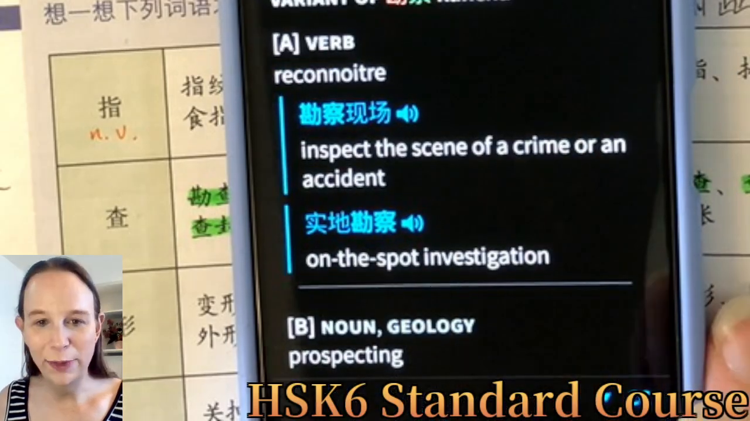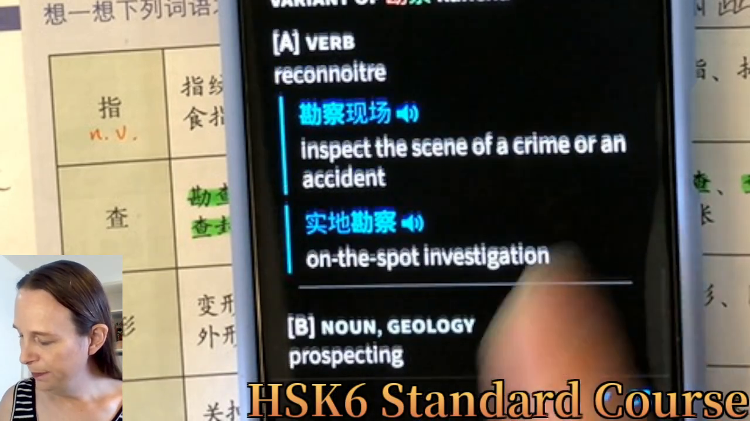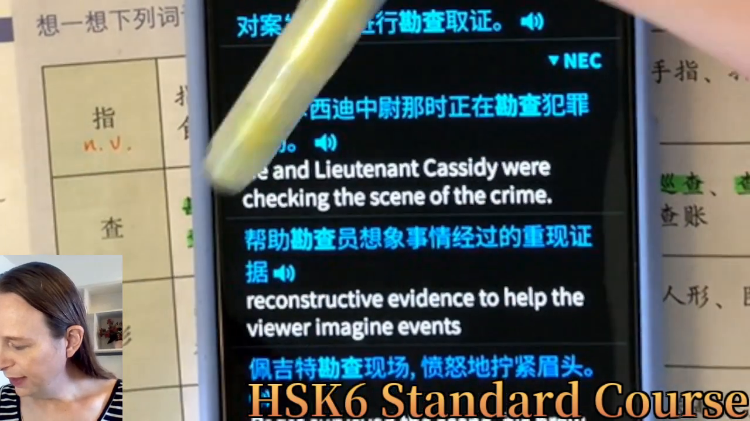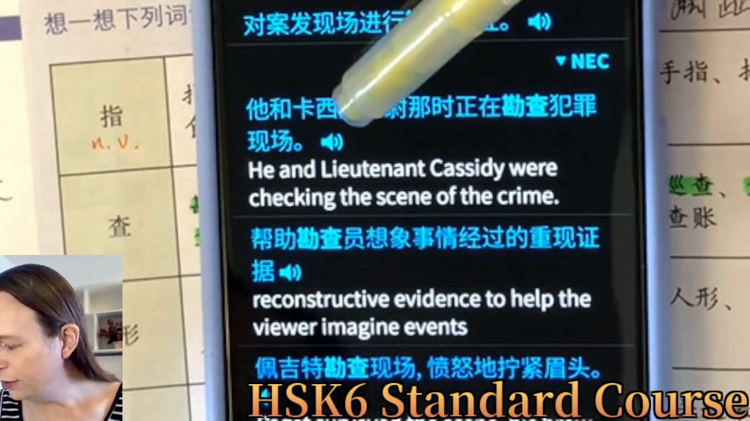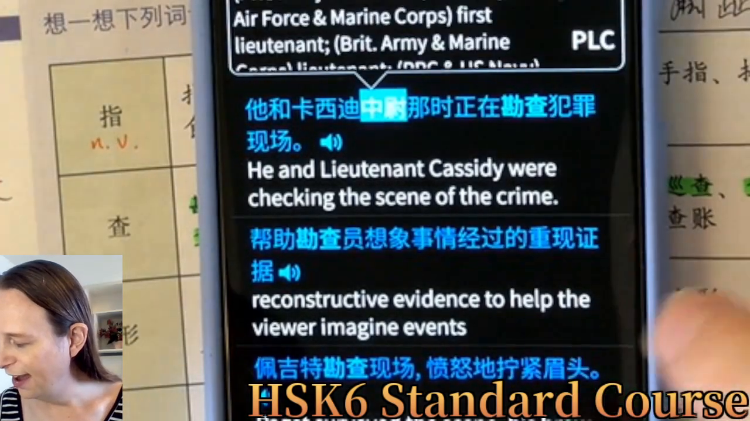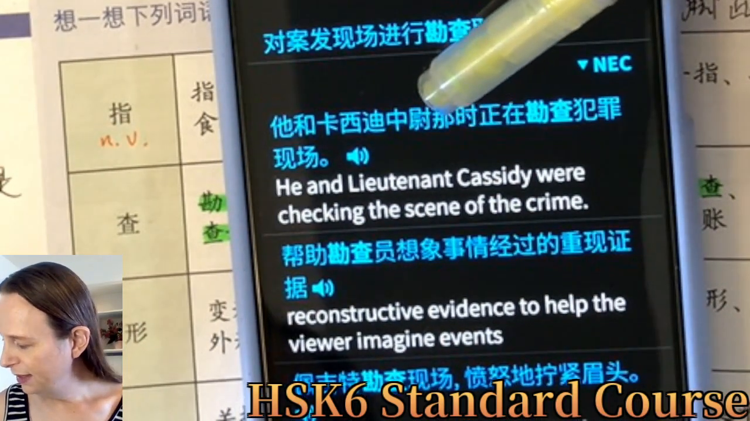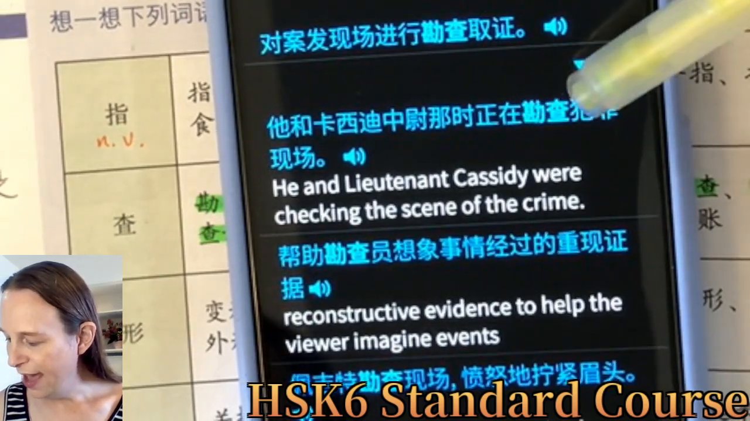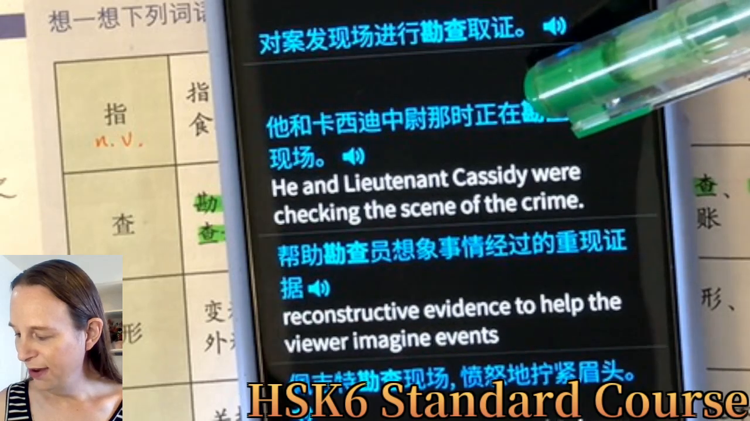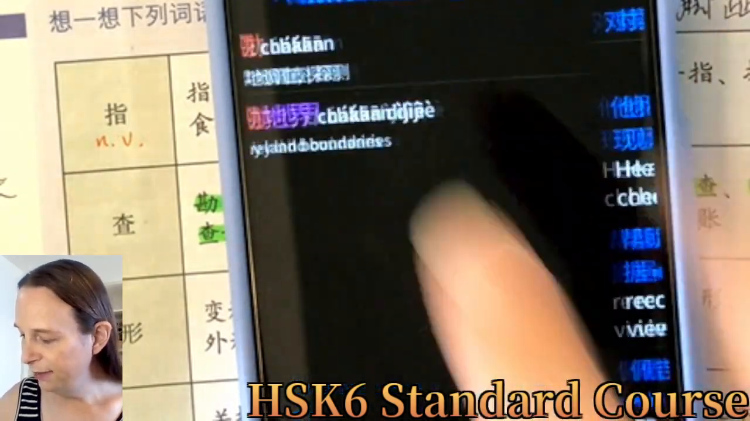Investigate, inspect, reconnoiter. 勘察现场. Okay. Oh, there's not many. There's only 4. 他和卡西迪中尉. Okay, lieutenant. 他和卡西迪中尉，那时正在勘察犯罪现场，勘察犯罪现场. So inspect or investigate the scene of the crime. All right, 勘察. So we saw another one.